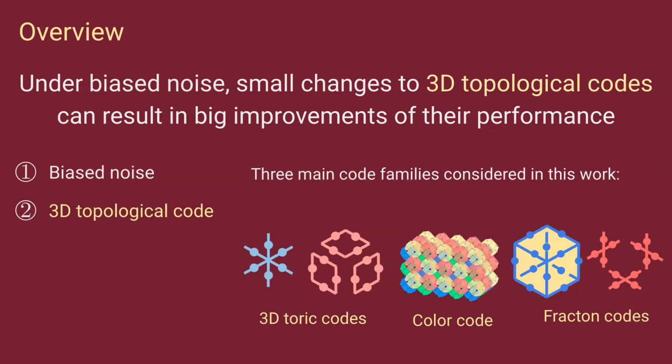Second thing, 3D topological codes. Overall, we considered three main code families. The first one is the 3D toric code. Then the 3D Copper code, and also the fracton code.